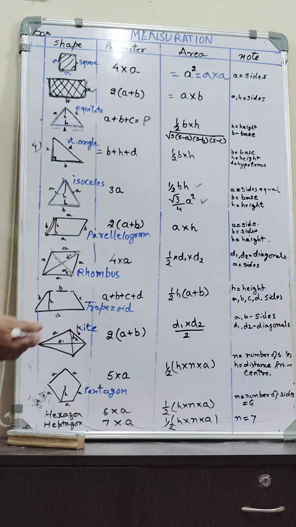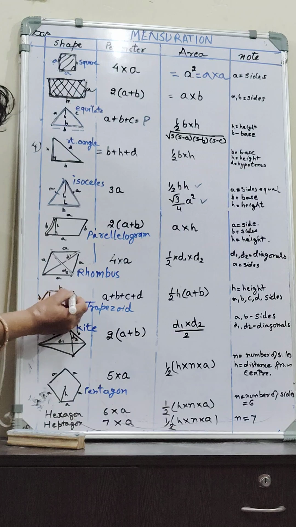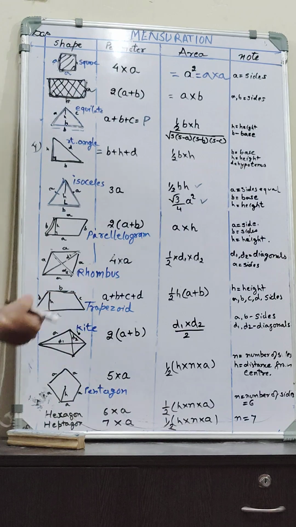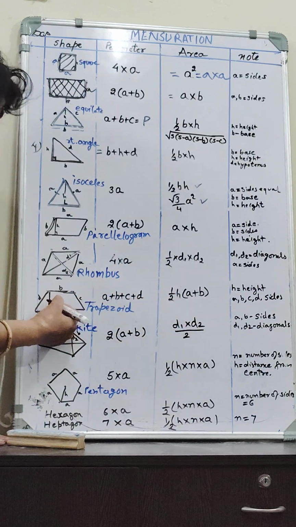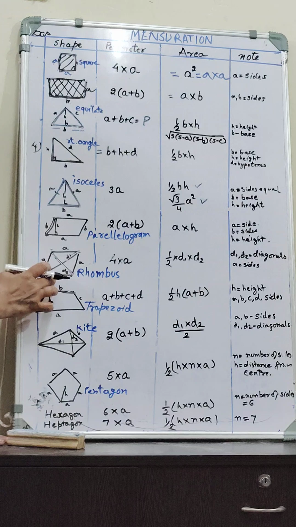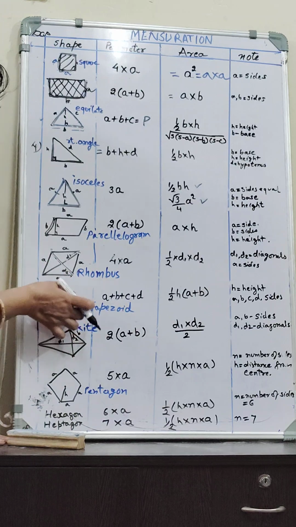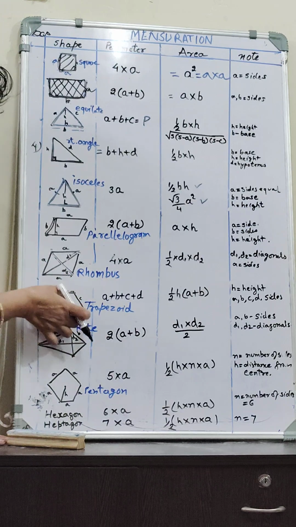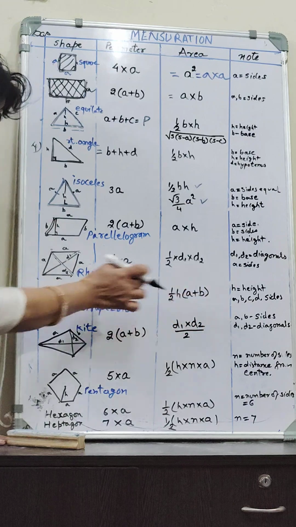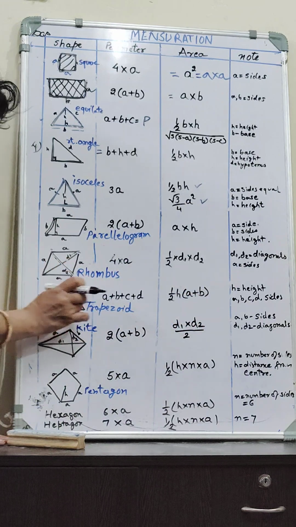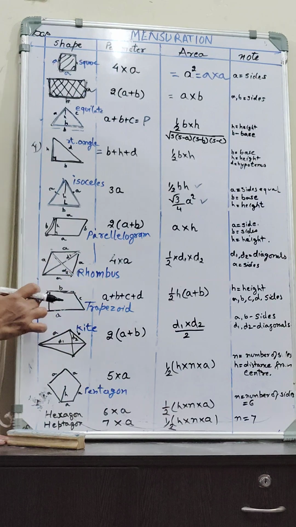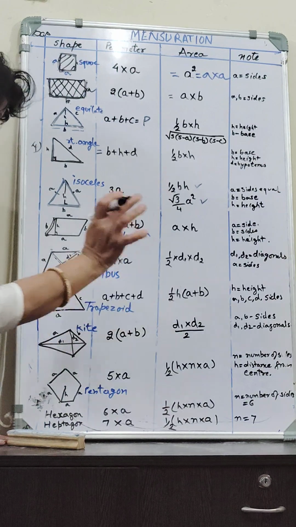4 sides into A. For a trapezium, if the shape of your land or garden or any other land is where we want the area, it is 1/2 height into (A plus B). A and B are the two different parallel sides. So this A and B should be added, then multiplied by height and divided by 2. For the perimeter, that is the boundary, we must add the sum of A, B, C, D.